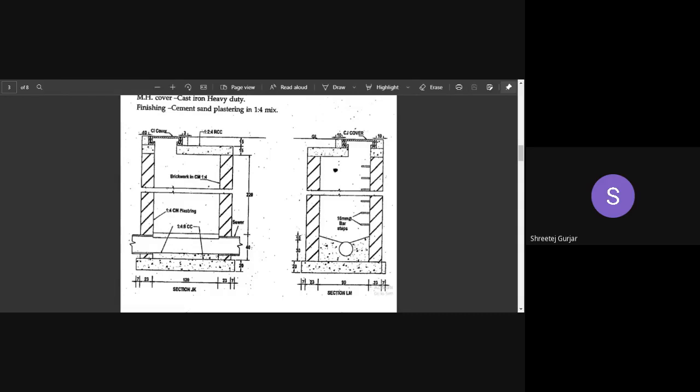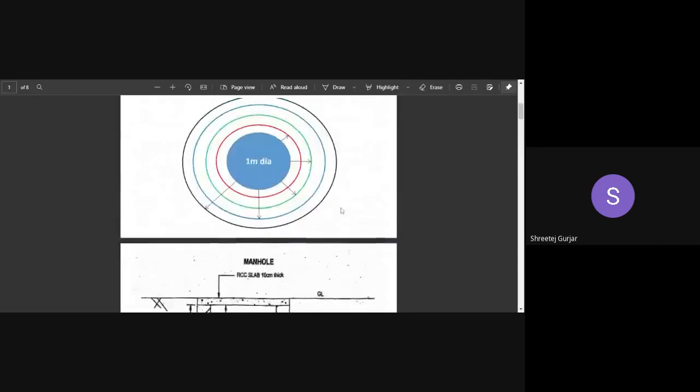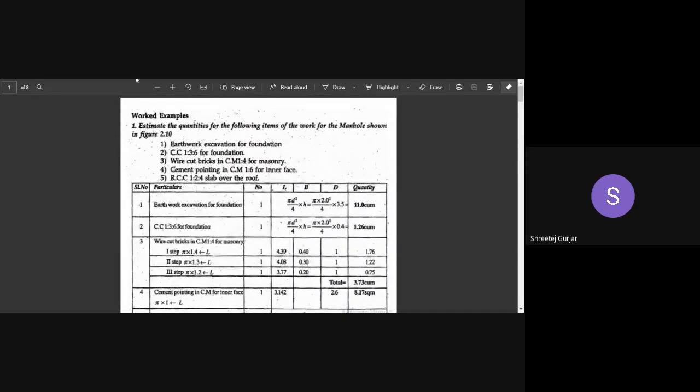Okay. So we are back after a few minutes of break. We shall continue with your manhole estimation, wherein I have explained what a manhole is.